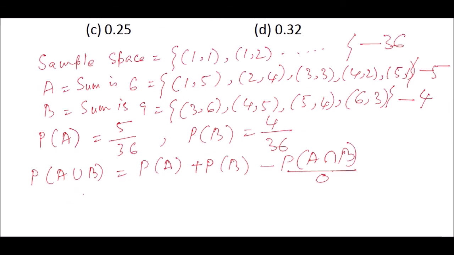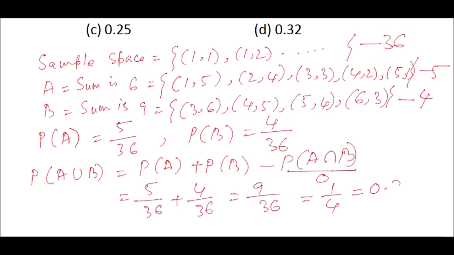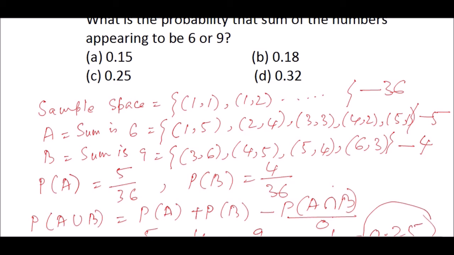Now you substitute that. P(A) equal to how much? We got 5 by 36. P(B) is 4 by 36. That is 9 by 36, and that is equal to 1 by 4, and that is equal to 0.25. That is our required probability. And therefore, you can look at that, option C is the correct option here.